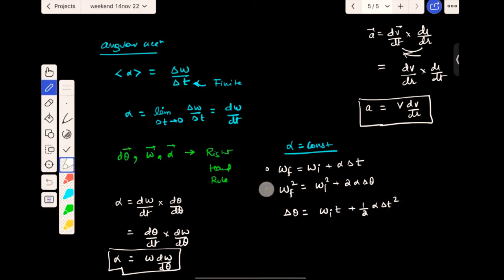Correct. And whenever we had a constant, the average velocity was equal to initial plus final divided by 2. So here also we are going to have that the average angular velocity will be initial plus final divided by 2. Copy this, simple only.